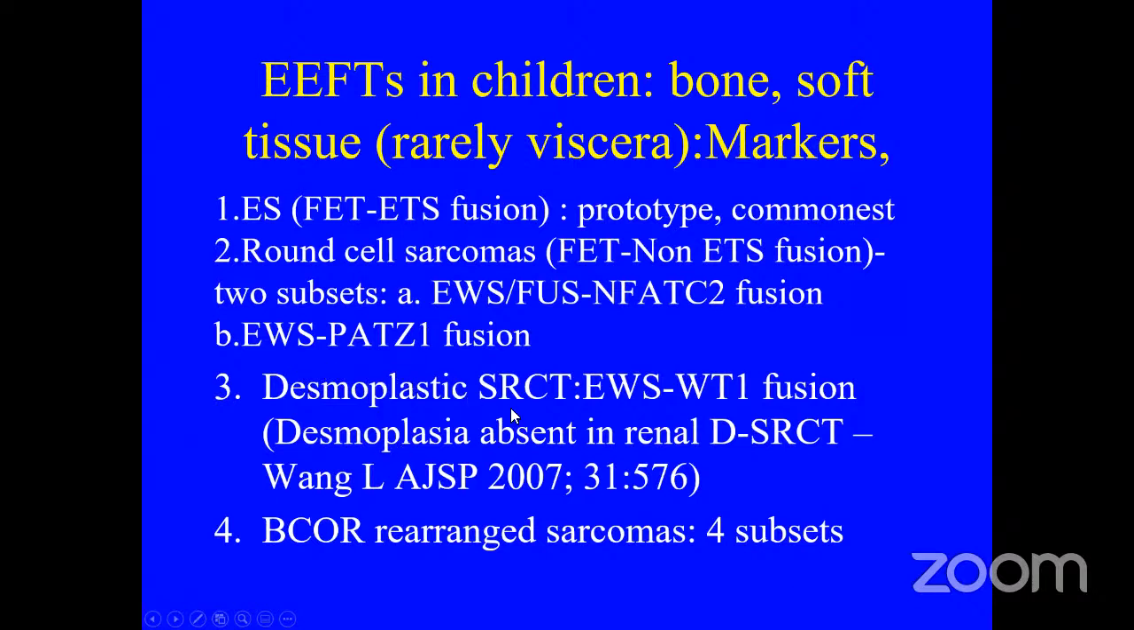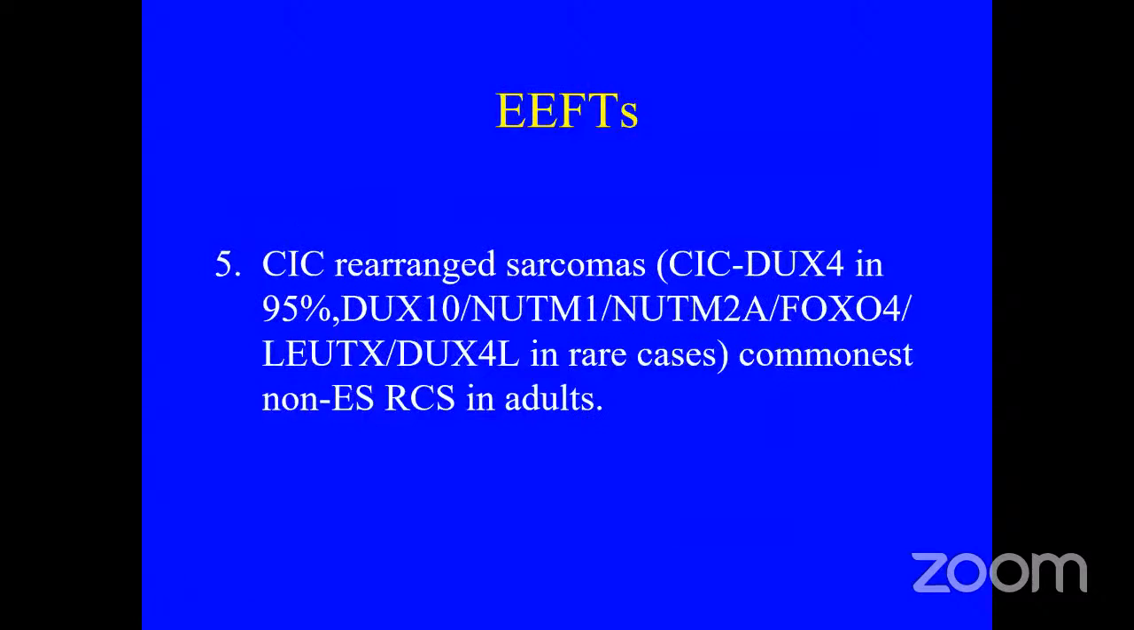Then the third one is the desmoplastic round cell sarcoma, in which you have fusion between EWS and WT1 genes. And you have BCOR rearranged sarcomas, in which you have 4 subsets, and you have the fifth one, that is CIC rearranged sarcoma, in which you have various partners for the CIC gene, which are pointed out on this slide here.